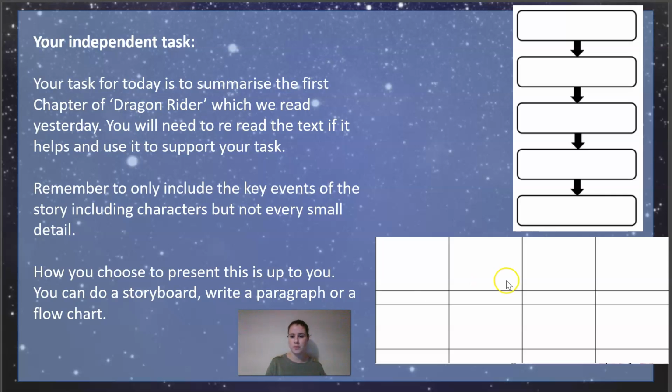Okay, so you could do a storyboard, which is down here. We've done a couple of these in some of our topic work from last year, where you can draw a picture and a sentence underneath to summarise the events. You might just want to write it in a chunk paragraph. If that's how you're going to do it, you need to make sure you're including your clauses, your conjunctions, and some of your descriptive words. However, remember, you still need to be very close to the point. Or you might want to represent it using a flowchart, and obviously a flowchart goes in order of the story. So it's entirely up to you how you wish to present your work to me.